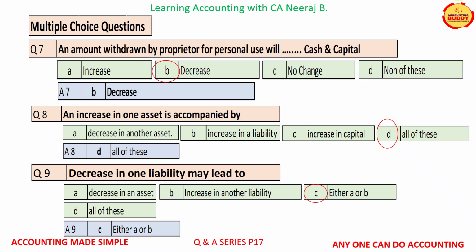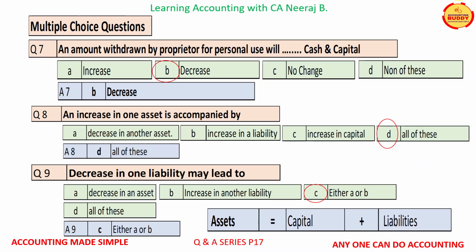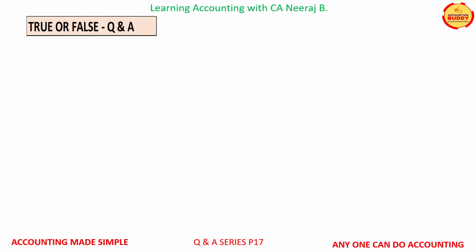Let us understand why option C is the correct answer with the help of an accounting equation. If one liability is decreased, in order to balance the accounting equation, either another liability with the same amount should increase, or the other option is the asset with the same value should decrease. Therefore, option C is the correct answer. Let us now attempt true or false questions and answers.